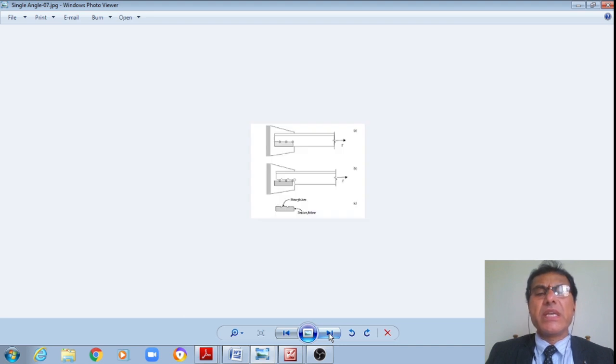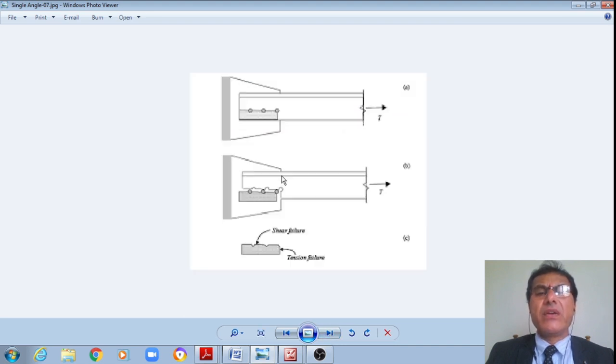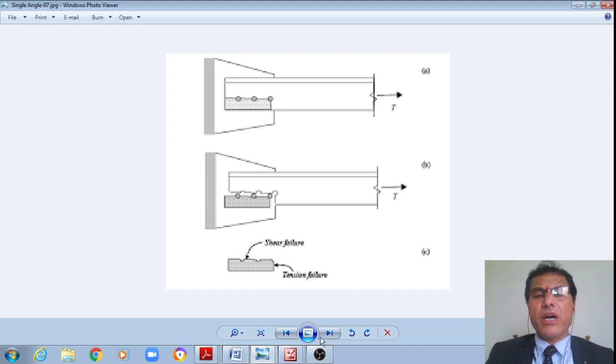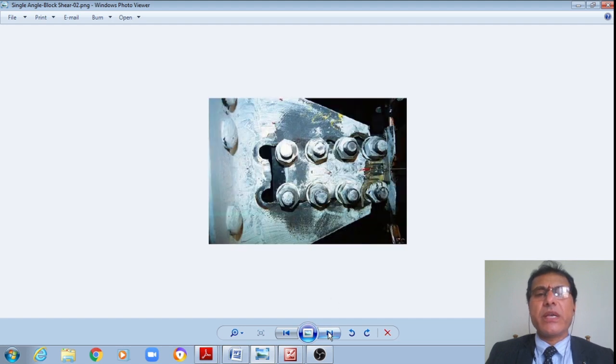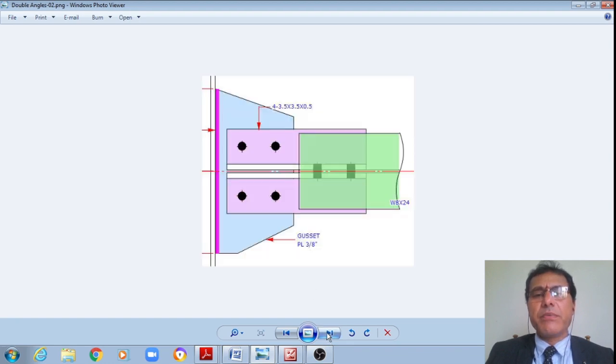However, if at all it is failing in block shear criteria, how it is failing, that I will see during this problem. That is how it will be failing in tension as well as the shearing criteria simultaneously. Block shear criteria, that is, the tension failure as well as the shear failure. These problems we will see, student.